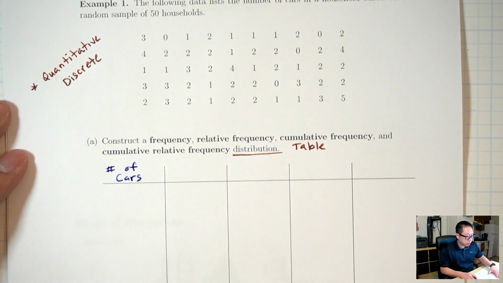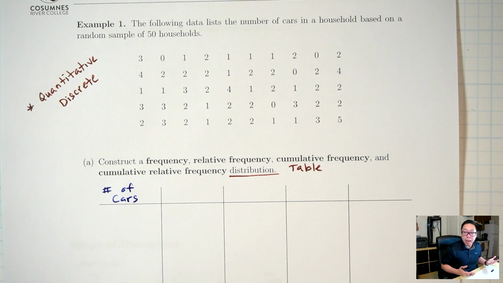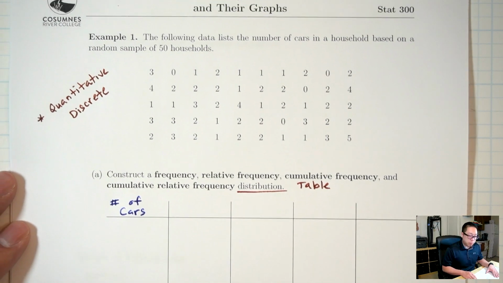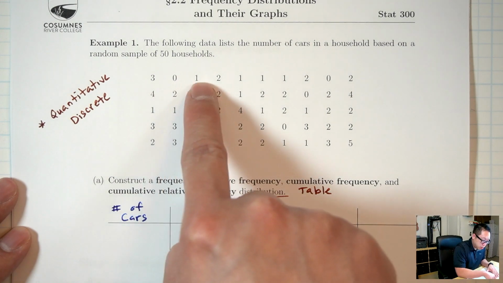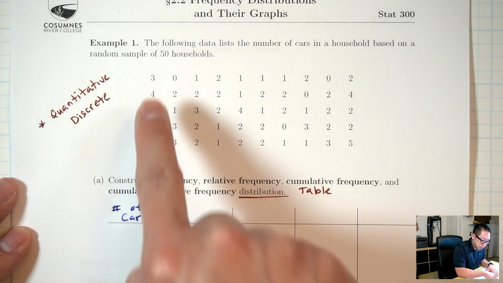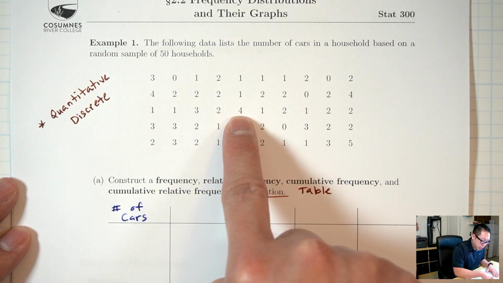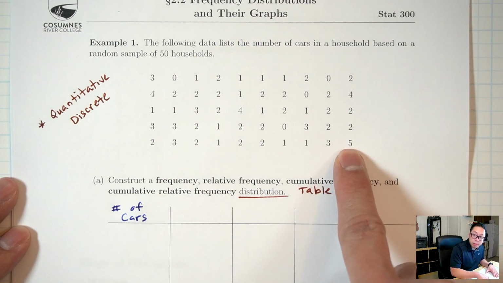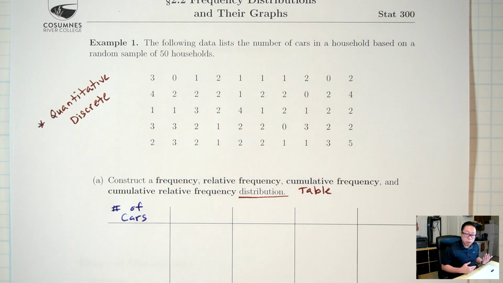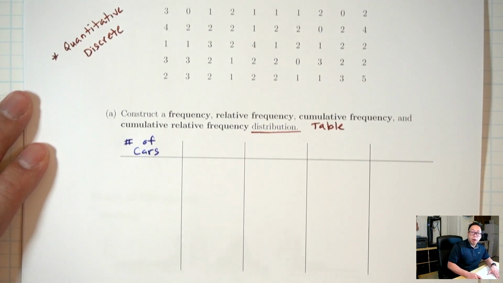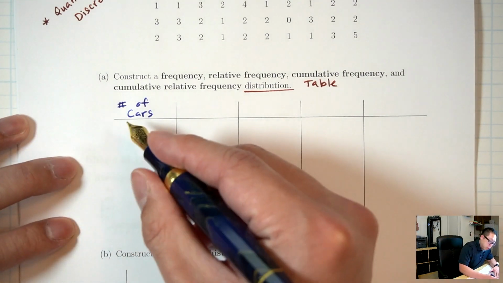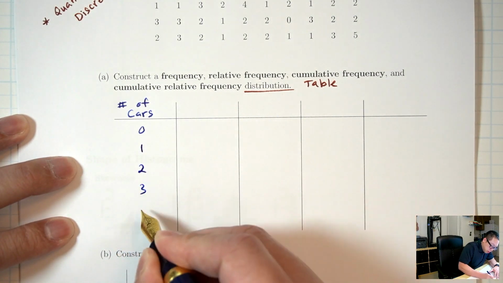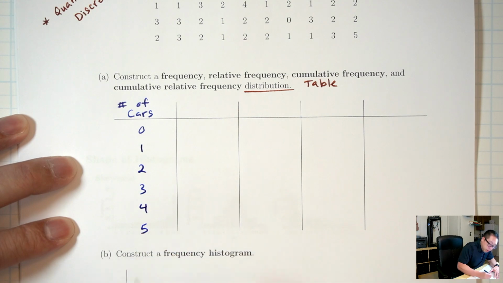What I'm going to do is list out all the different data values that I have in my data, right? So I see zeros, I see ones, I see twos, I see threes, I see some fours, and it goes up to what? I see a 5. So I think it goes from 0 all the way up to 5. So we're going to list out all the different data values, which are 0, 1, 2, 3, 4, all the way up to 5.